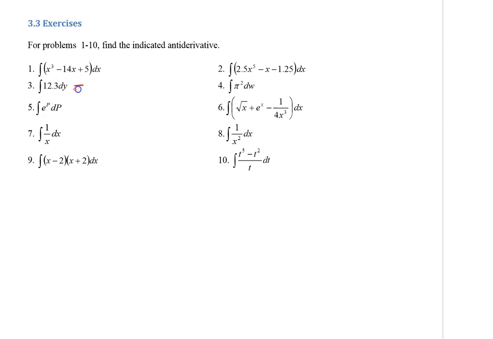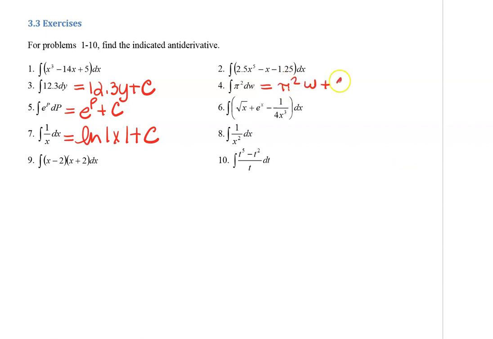And so number 3, you can see it's just a constant dy, so this would just be 12.3y plus c. We can see that number 5 is just an e to the p, so its antiderivative is just e to the p plus c. Number 7, there's another one-liner basic, that would be ln x plus c. And so those are the ones that are really quick. Number 4 we include as well. Although pi is written as a Greek letter here, it is still just a value, and so it would be pi squared w plus c.